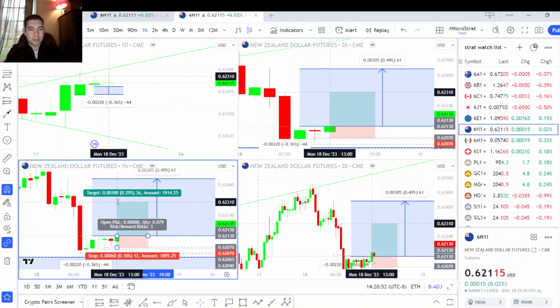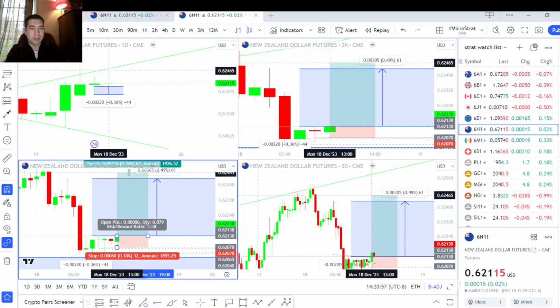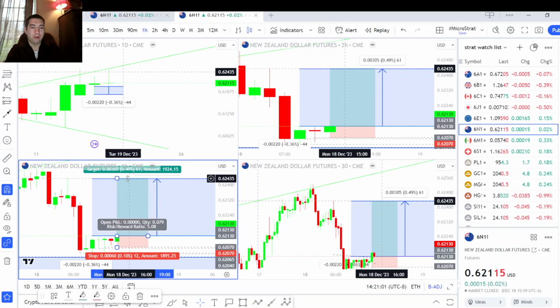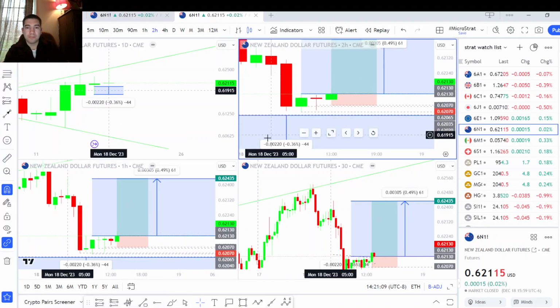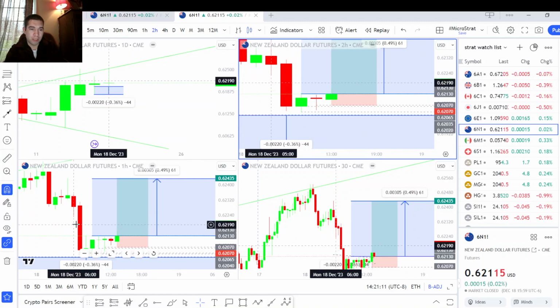So let's see. That's a 3R trade right here to the 62,310 area. And this is a 5R trade to the 64.35 if you can hold a little bit longer. And that's the trade set up to the long side. And that's the most immediate one that we can get right here.